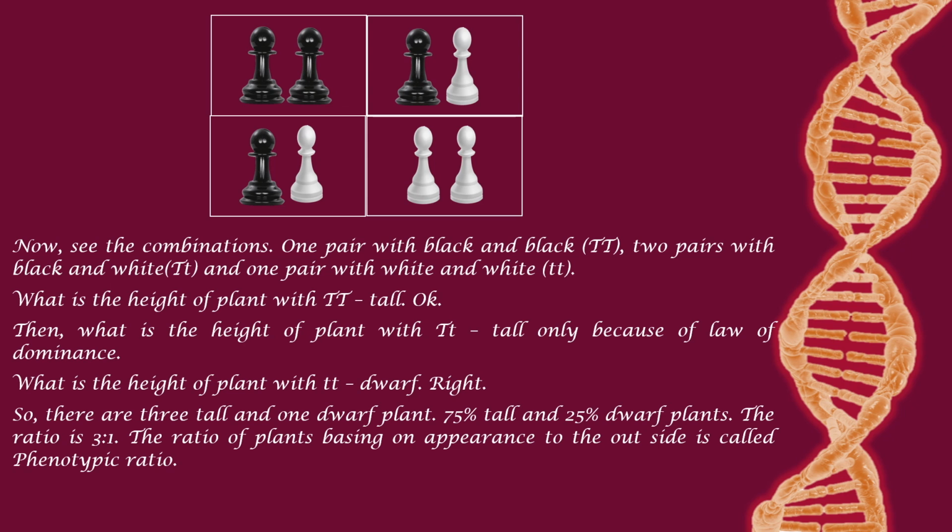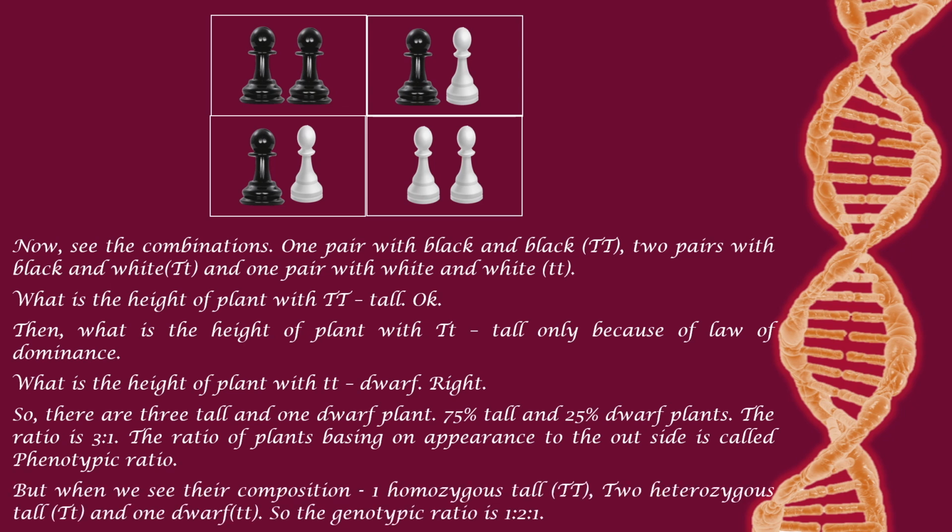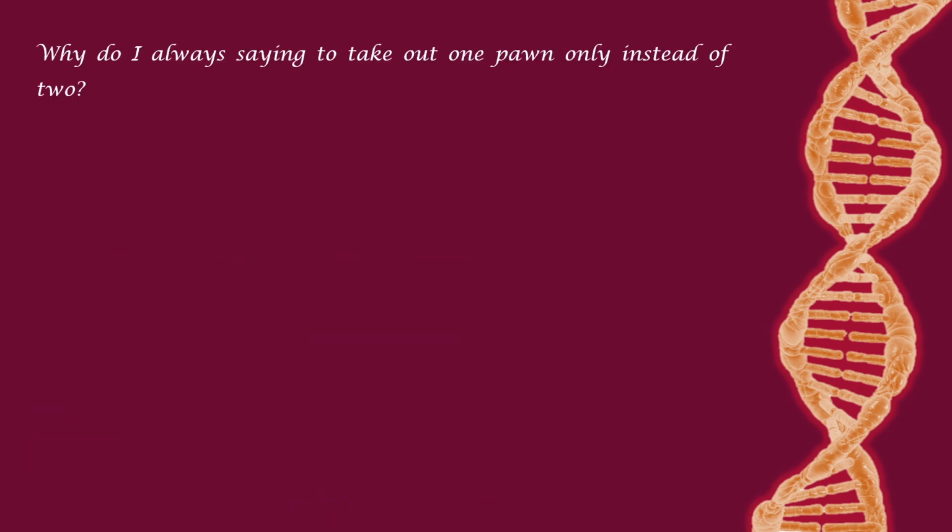So there are 3 tall and 1 dwarf plant. 75% tall and 25% dwarf plants. So the ratio is 3:1. The ratio of plants basing on appearance to the outside is called phenotypic ratio. But when we see their composition, one homozygous tall, capital T, capital T, two heterozygous tall, capital T, small t, and one dwarf, small t, small t. So the genotypic ratio is 1:2:1. Got it?